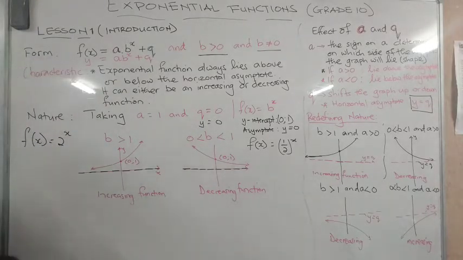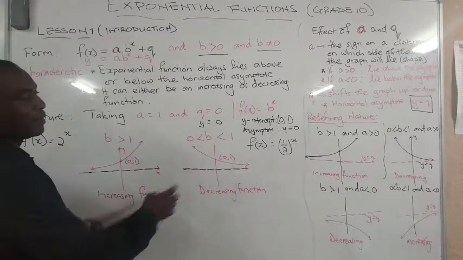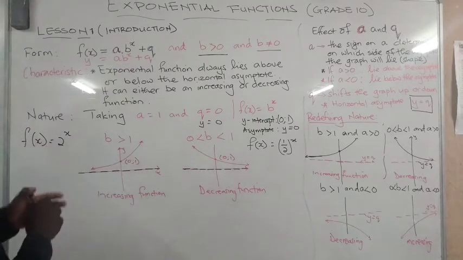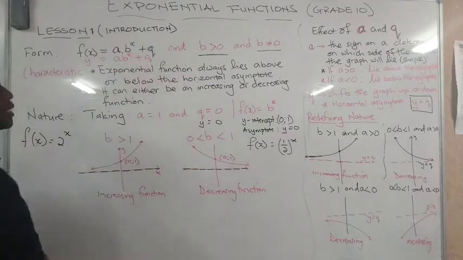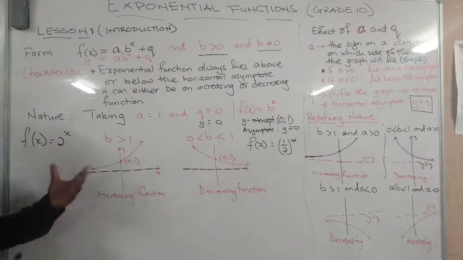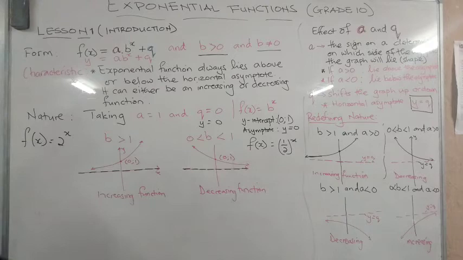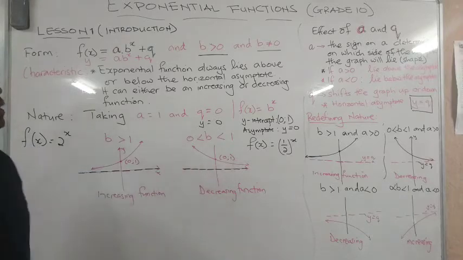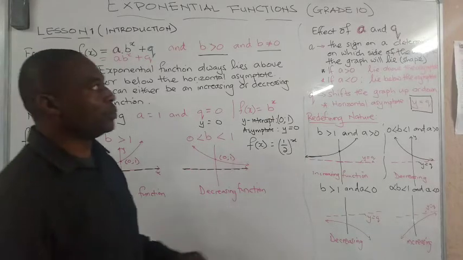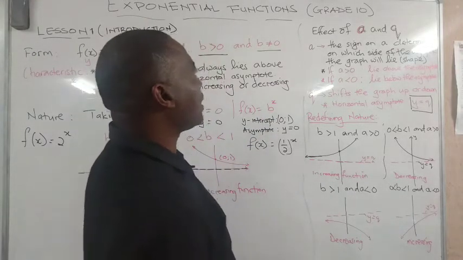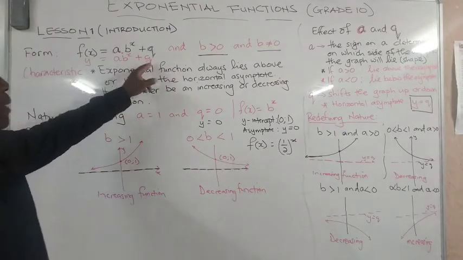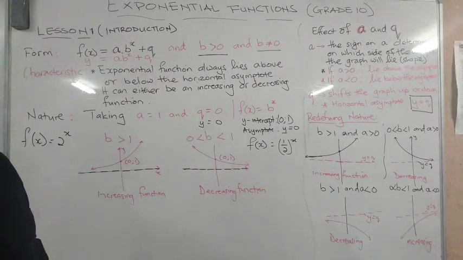Alright, so we consider this as the basic graphs if we are not putting in the parameters a and q. So this is what we should just have. All the graphs will be above the asymptote line. Now let's go on to consider these other parameters a and q.